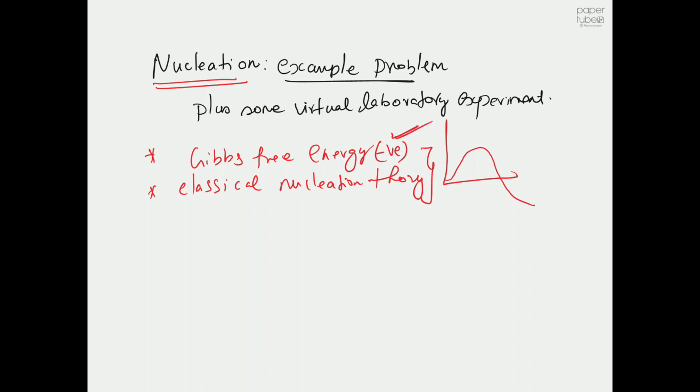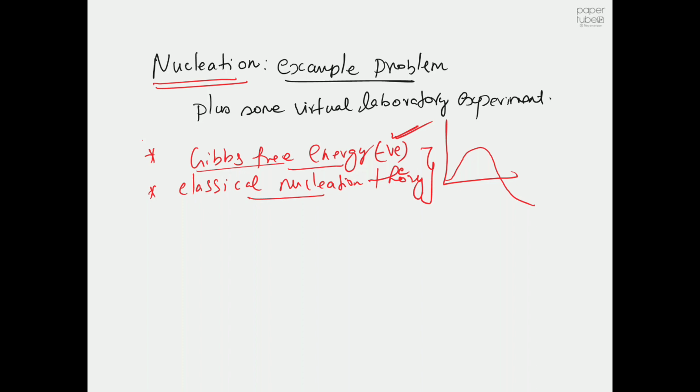Which means nucleation is spontaneous. Even if you don't do anything, it's going to happen. That's the meaning of that. And then we already talked about the classical nucleation theory, which has some parameters related to your Gibbs free energy. So you must listen to both of these lectures. If not, you are going to have a hard time solving this problem.